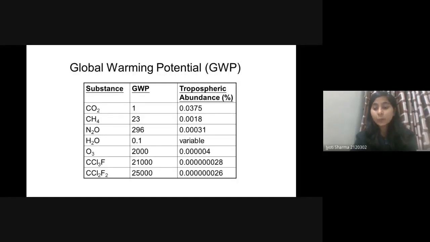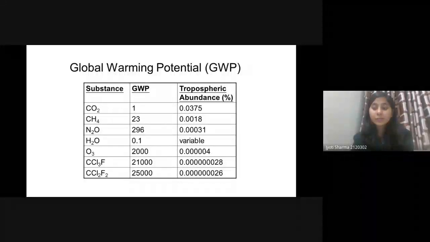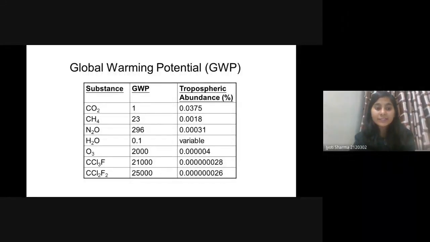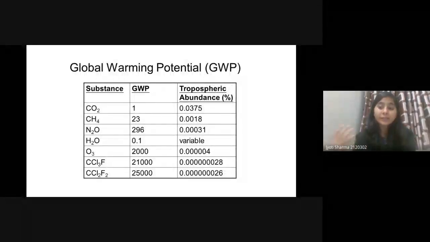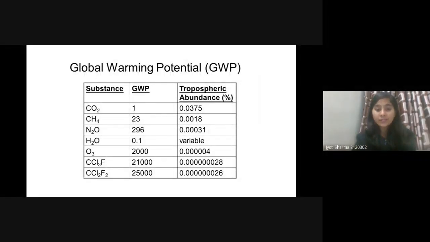Here we can see why I told you that, because ozone is a greenhouse gas. Why is it? Ozone has a potential of 2000, meaning it is 2000 times stronger than carbon dioxide. So you can see how potent it is as a greenhouse gas.